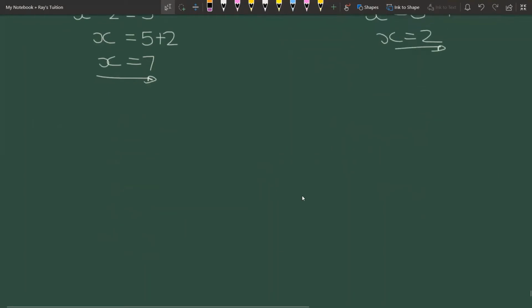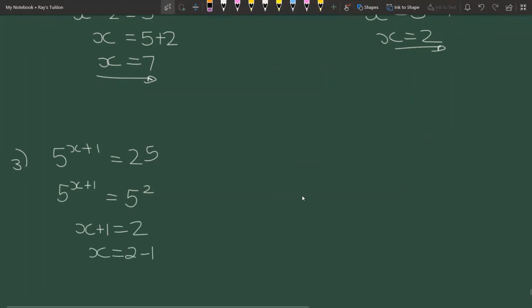Let's have a look at the next one. So we have 5^(x+1) = 25. Once again, we would first like to break our bases up into prime numbers. That is already a prime number, so this base is fine. But 25 can be written as 5 squared. Once the bases are the same, then we can drop them, and we have that x = 2 - 1, which means that x is equal to 1.